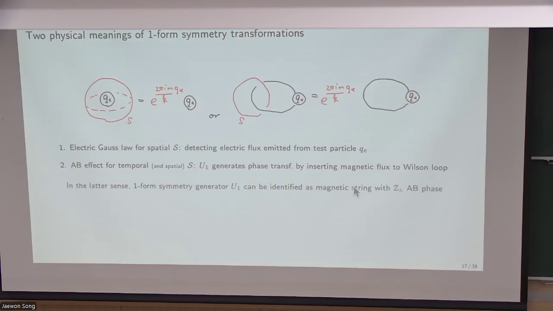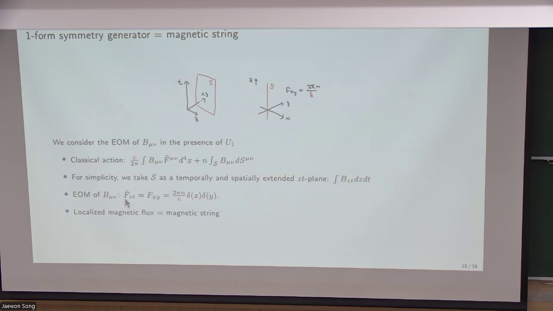So in the latter phase, the one-form symmetry generator can be identified as a magnetic string, which generates the Z_K Aharonov-Bohm phase. So this is a bit indirect explanation. Let me explain the more direct explanation. We consider the equation of motion of B_μν in the presence of the one-form symmetry generator.